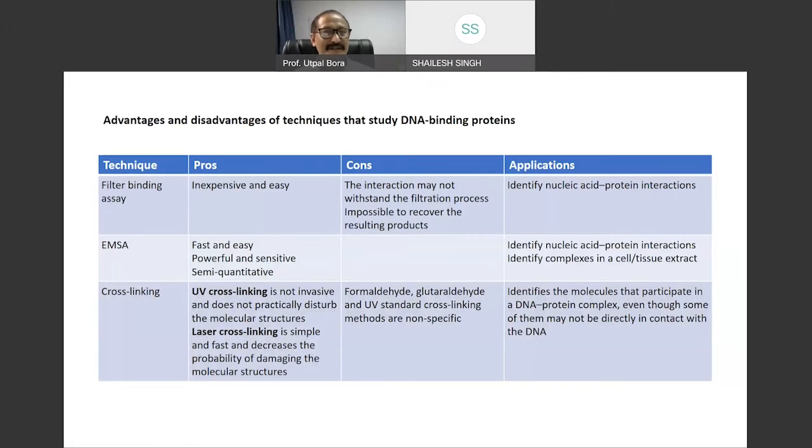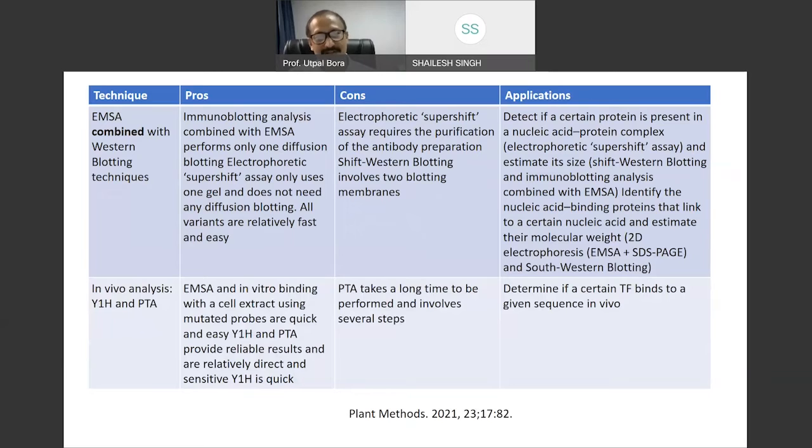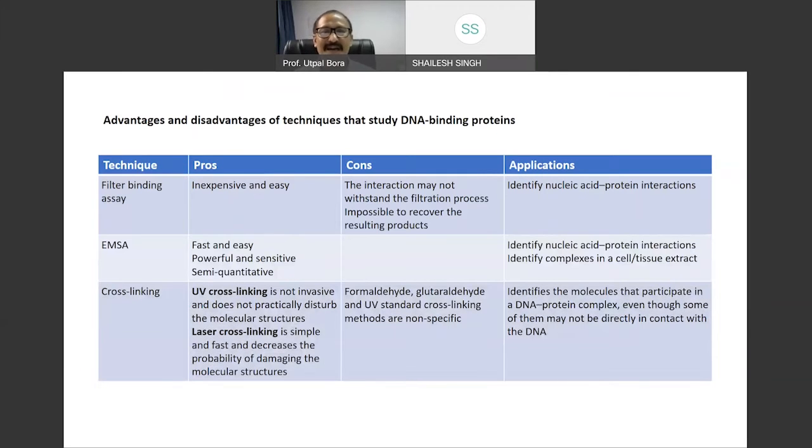I will not read this table and bore you, but you can see over here. For example, the filter binding assay is inexpensive and easy, but it has certain disadvantages. Similarly, if I go to the next slide, all of them have some advantages but also some disadvantages. But EMSA, they are finding out, is almost a perfect technique where you don't have many disadvantages, or maybe this particular group may be unable to find them.